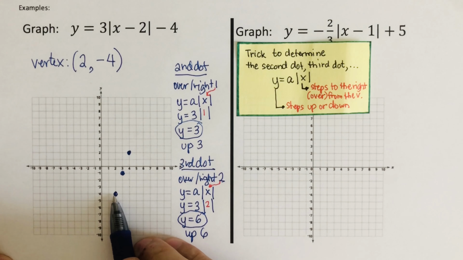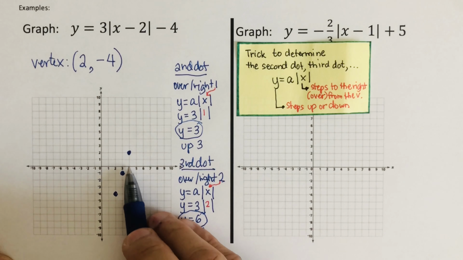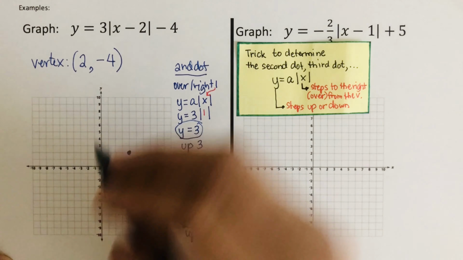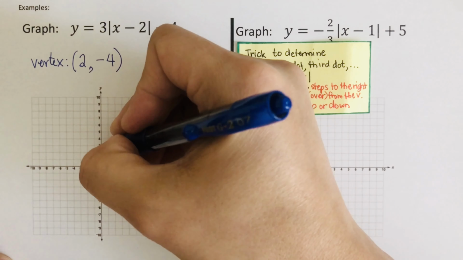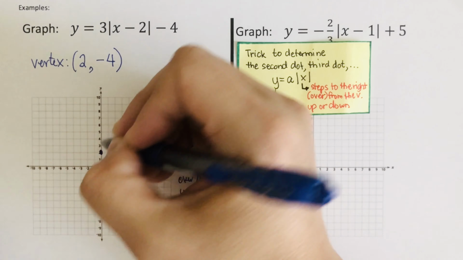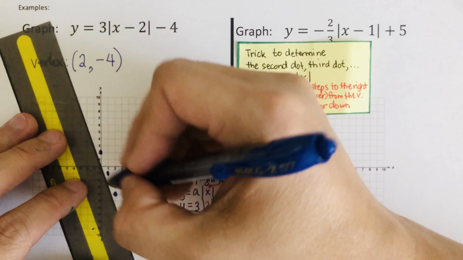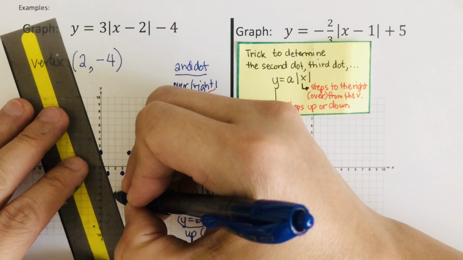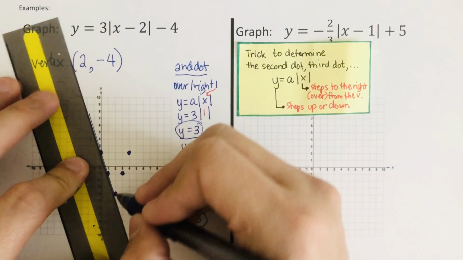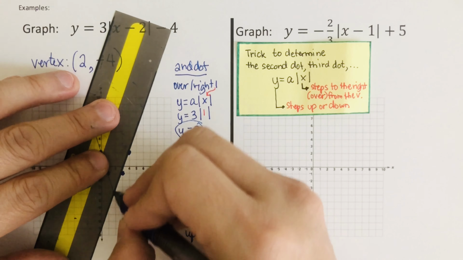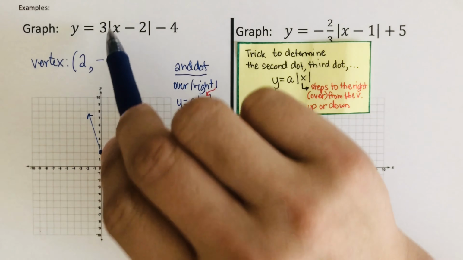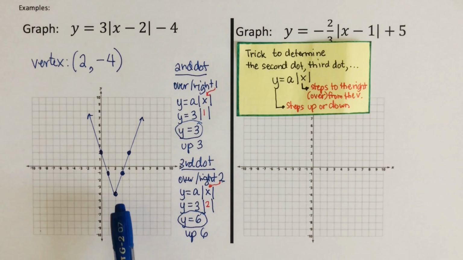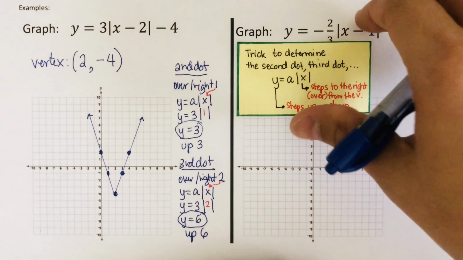So then these are symmetric. So that's 1, 2, 1, 2, 3, 4, 5, 6. So this is symmetric. So we're going to put the other dot here, and then the other dot right here. And so from here, we can connect the dots together to create the graph of this absolute value equation. So this is the graph of that equation over there. Did you get the same answer as this? Good. Perfect.